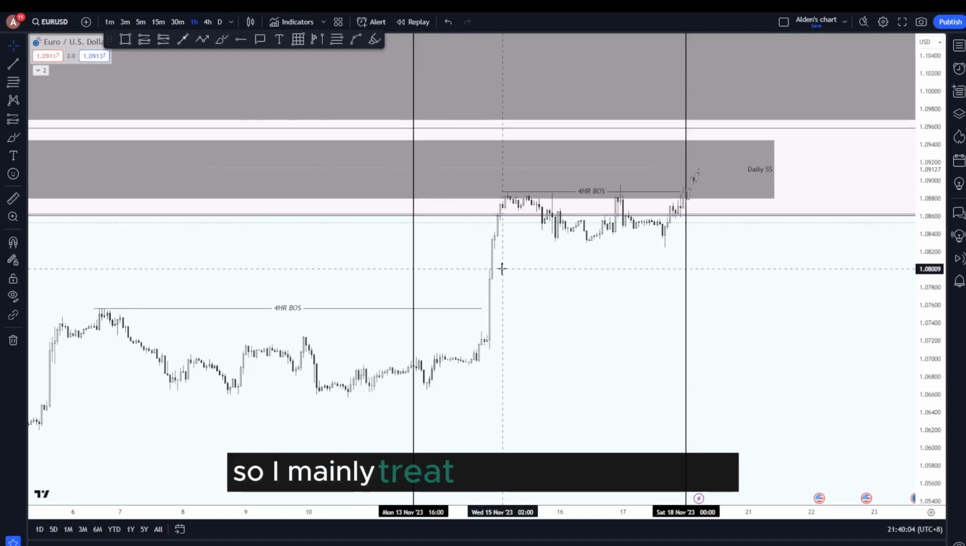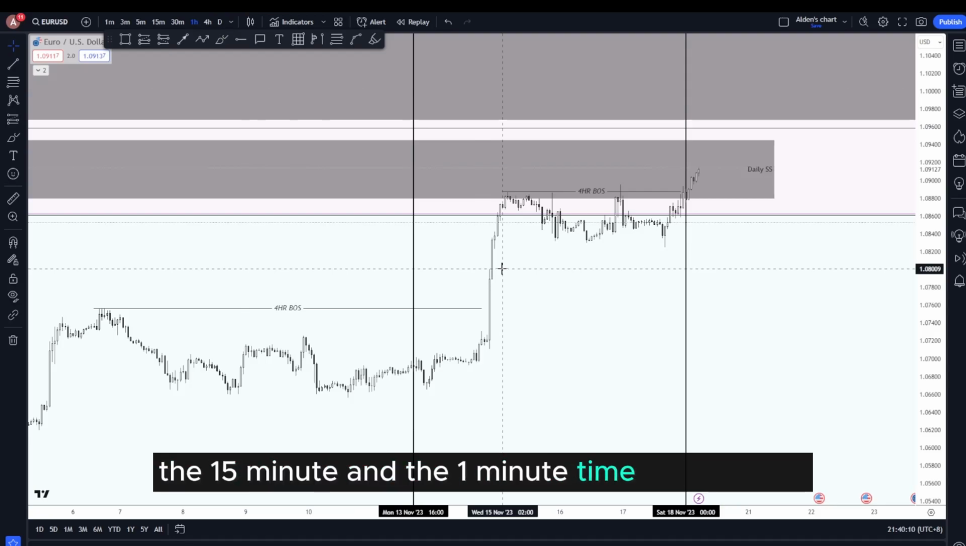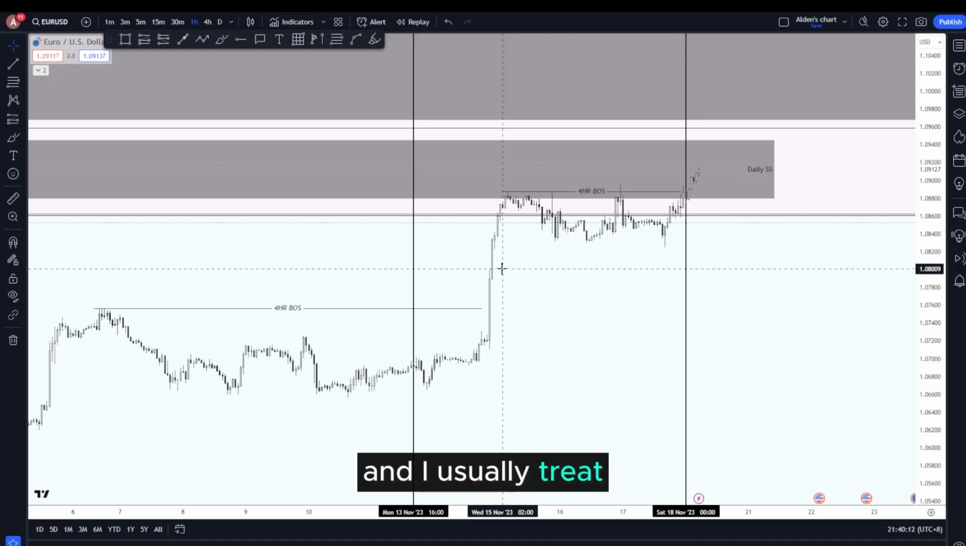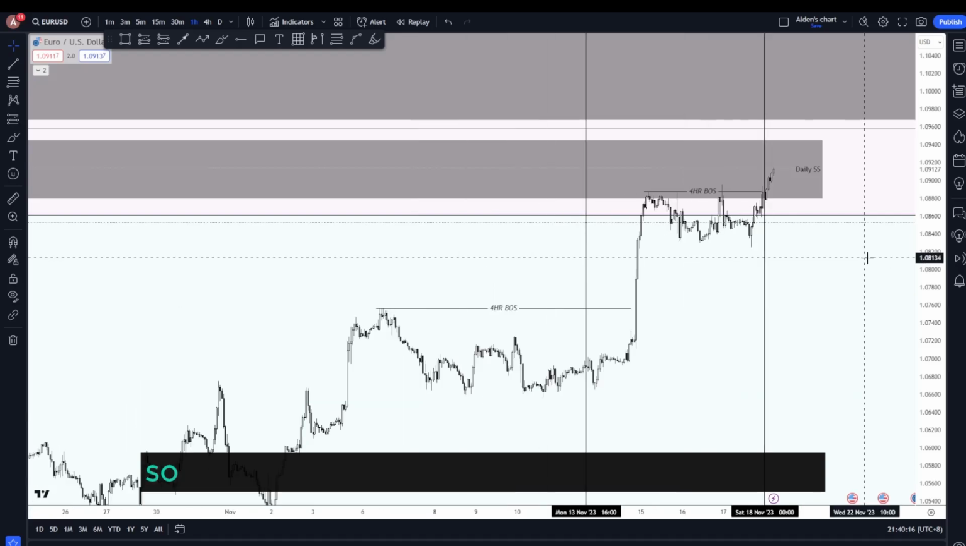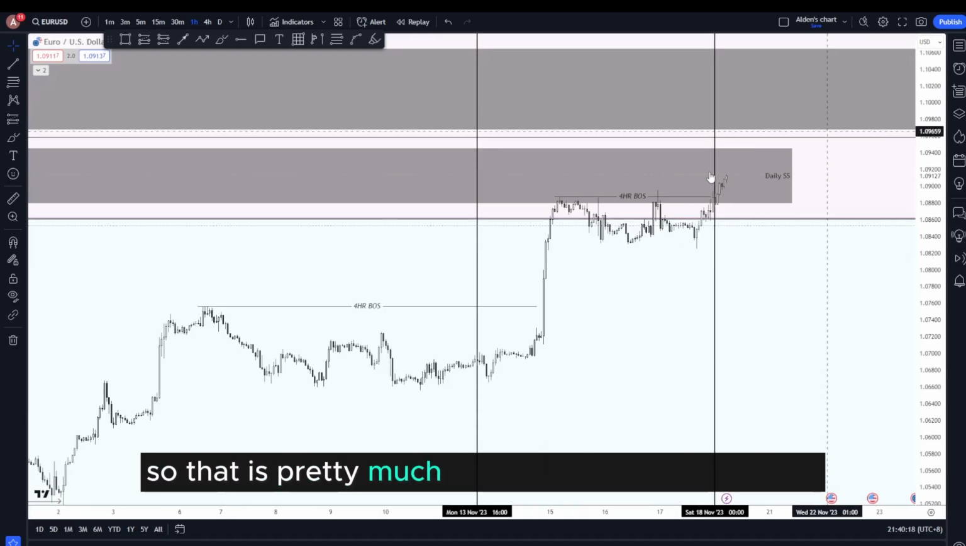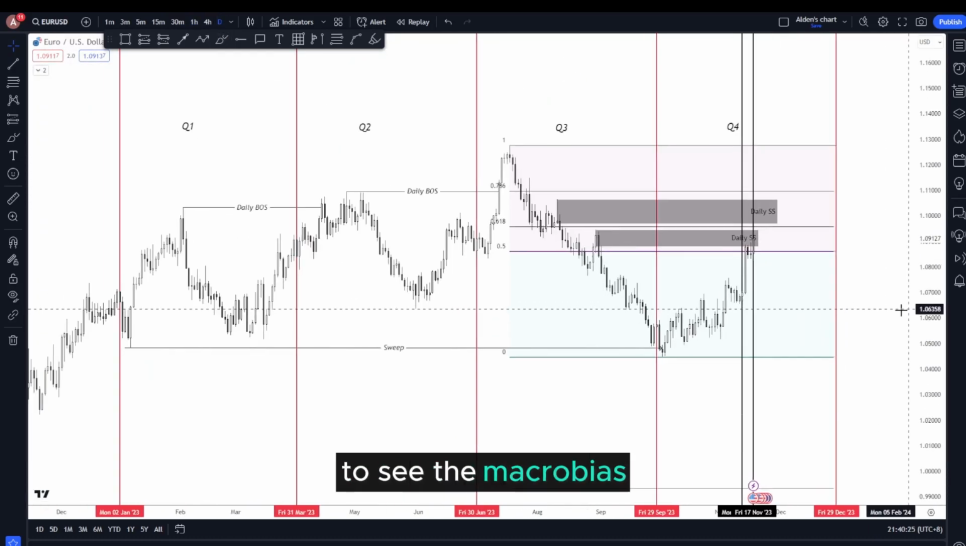So I mainly trade the EUR/USD on the 4 hour, the 15 minute, and the 1 minute time frames, right? And I usually trade during the London as well as the New York session. So that is pretty much what we're going to be doing on the EUR/USD. So let's just go to the daily chart to see the macro bias.